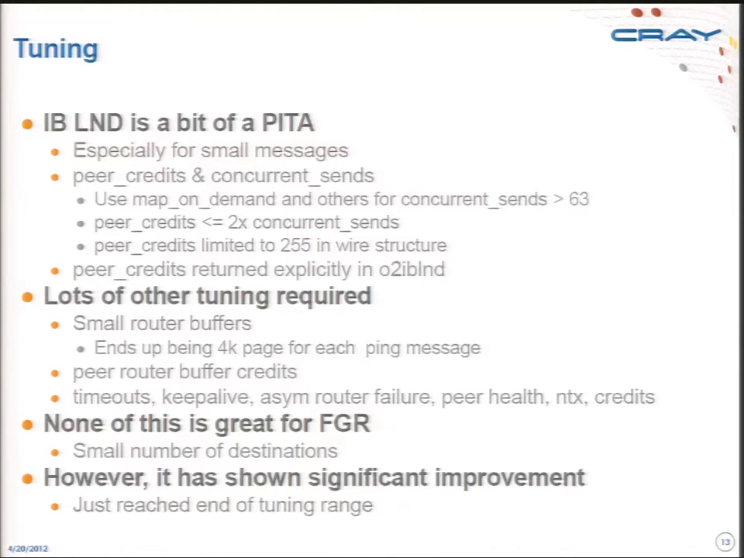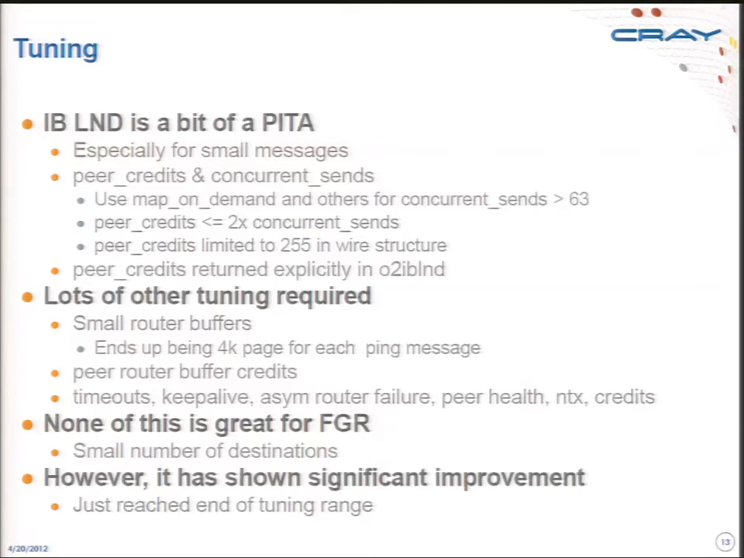Long story short, you can crank up peer credits to about 126 in that scenario. You can get to 255, but that's the maximum in the wire structure. But to go from 126 to 255, you've got to start playing with some more esoteric features like map on demand, FMR pools, and things that have implications for RDMA performance that we really didn't want to chew off just yet. There are some other tuning steps we've taken, small router buffers, peer router buffer credits on the InfiniBand side, so that when the replies come back in, there's at least enough queuing space on the router itself.